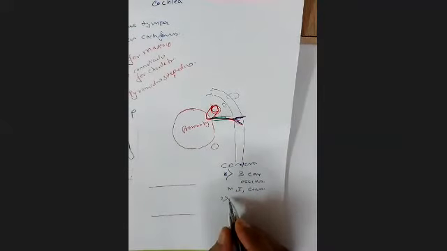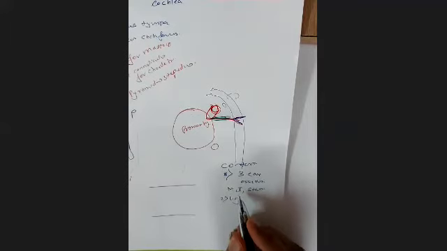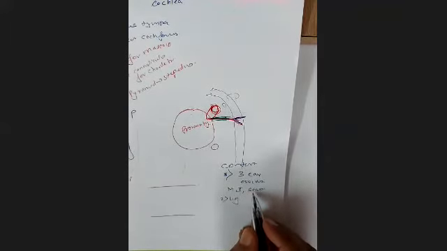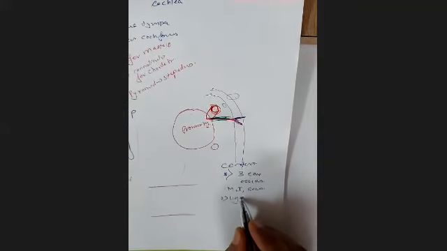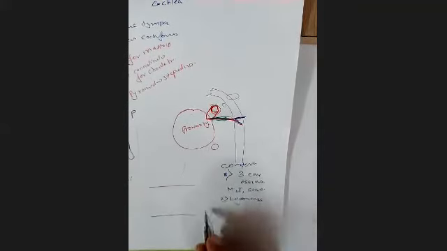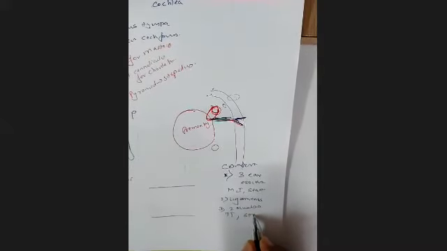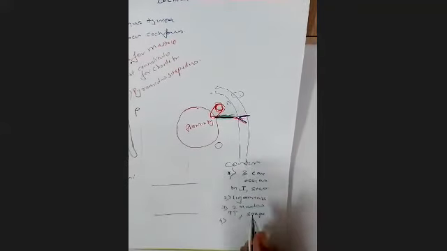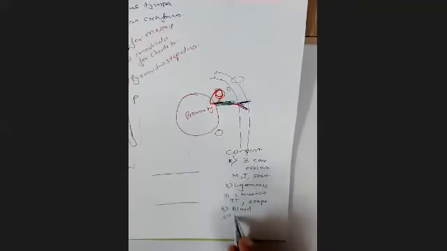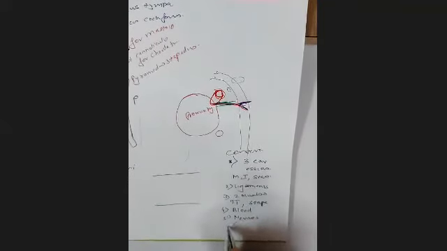Then there are ligaments and joints. Between malleus and incus, there is a saddle joint. Between the incus and stapes, there is a ball and socket joint. Then there are ligaments. Then there are two muscles: tensor tympani and stapedius. Then there are the blood vessels. Then there are nerves. What nerves are there? Two nerves: chorda tympani and tympanic plexus.